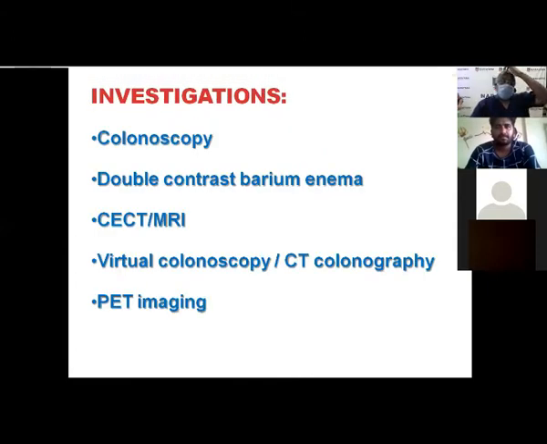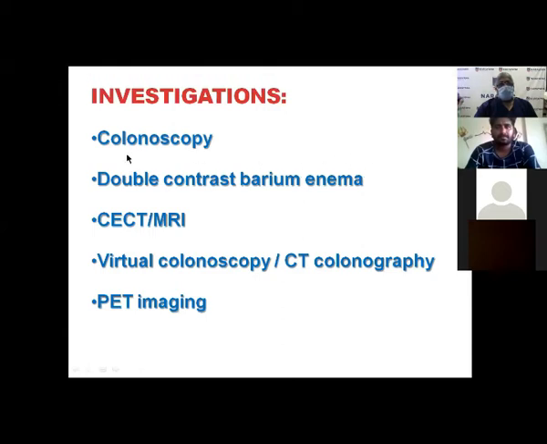Investigation. To start with, we start with sigmoidoscopy and proctoscopy. If it is a lower down growth or if something above is intussuscepting into the rectum, we can just make it out with a proctoscope, and then you do a completion colonoscopy to see whether there are any synchronous lesions and also to find out the length of the lesion. So the commonest is to start with a proctoscope, then a sigmoidoscope, or if you've got a good colonoscope, the colonoscope is the best because it can completely see the colon.